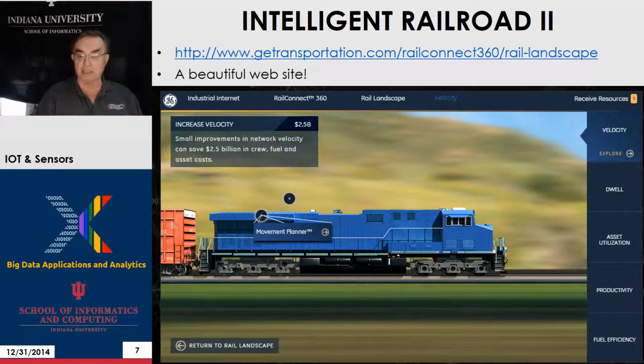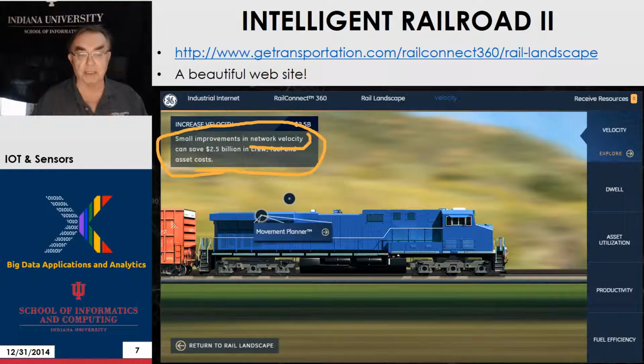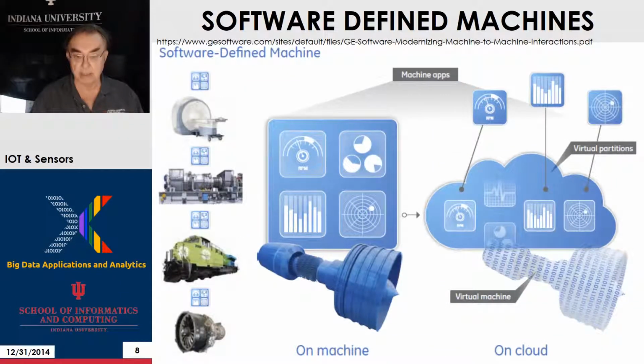All right, here we have an example of one of the things you can do. Here you can actually make the trains move, and then you can put up little vignettes saying you can save $2.5 billion a year in crew, fuel, and asset costs by doing a better velocity optimization. And that comes from here. You see you have these tabs here. You can look at the fuel efficiency tab and things like that.